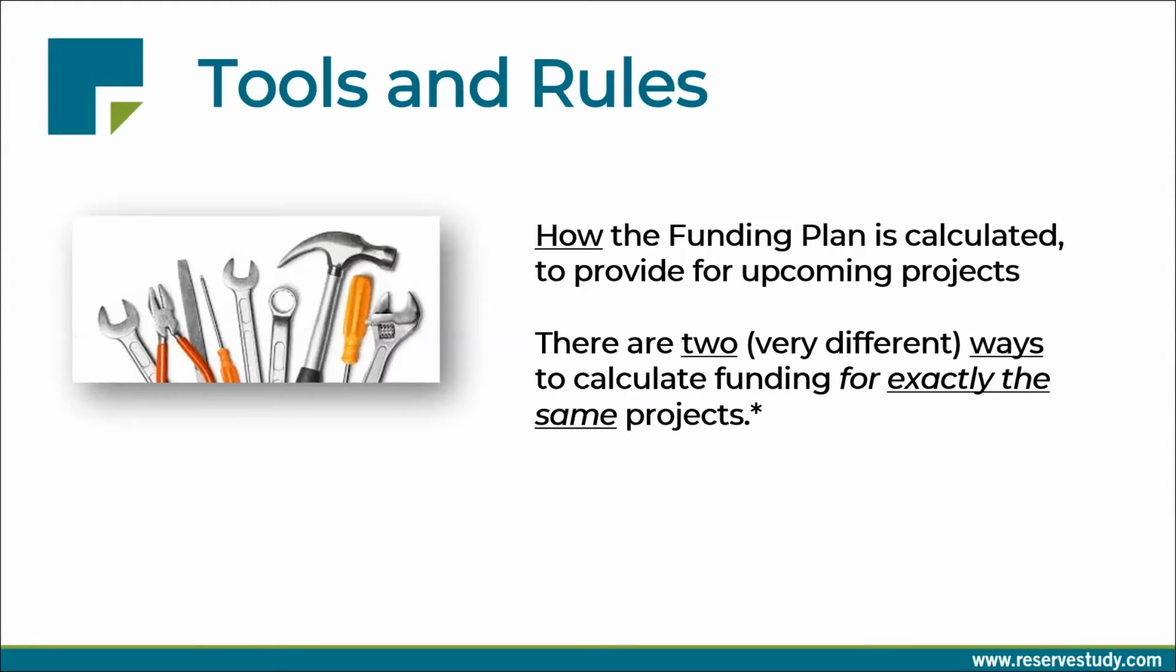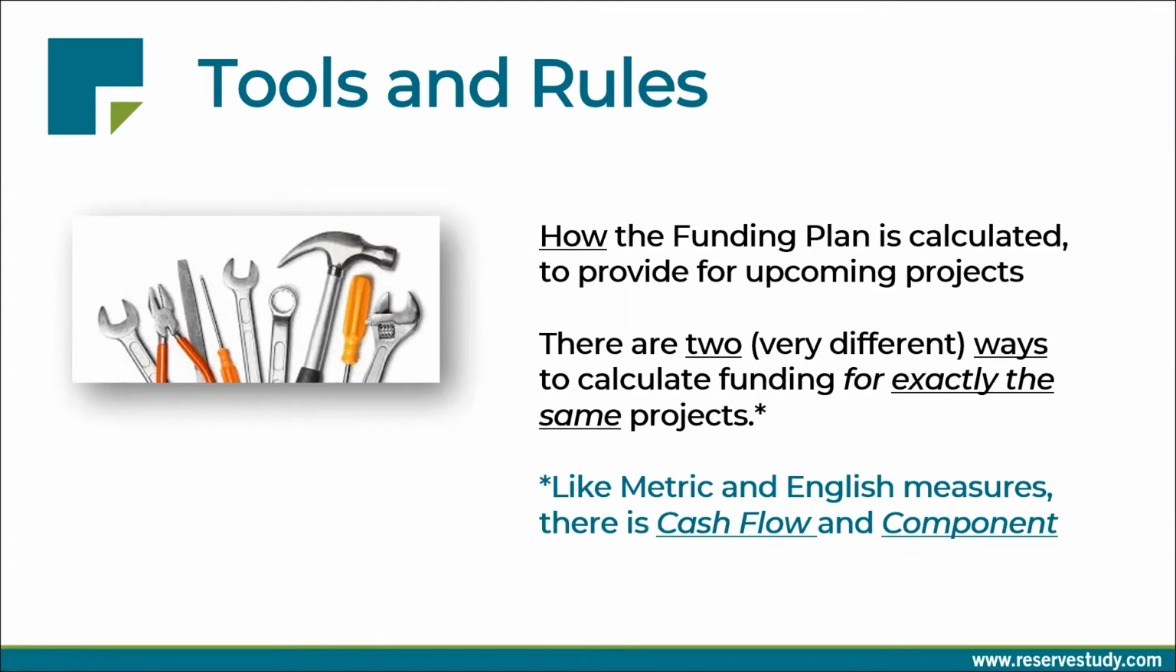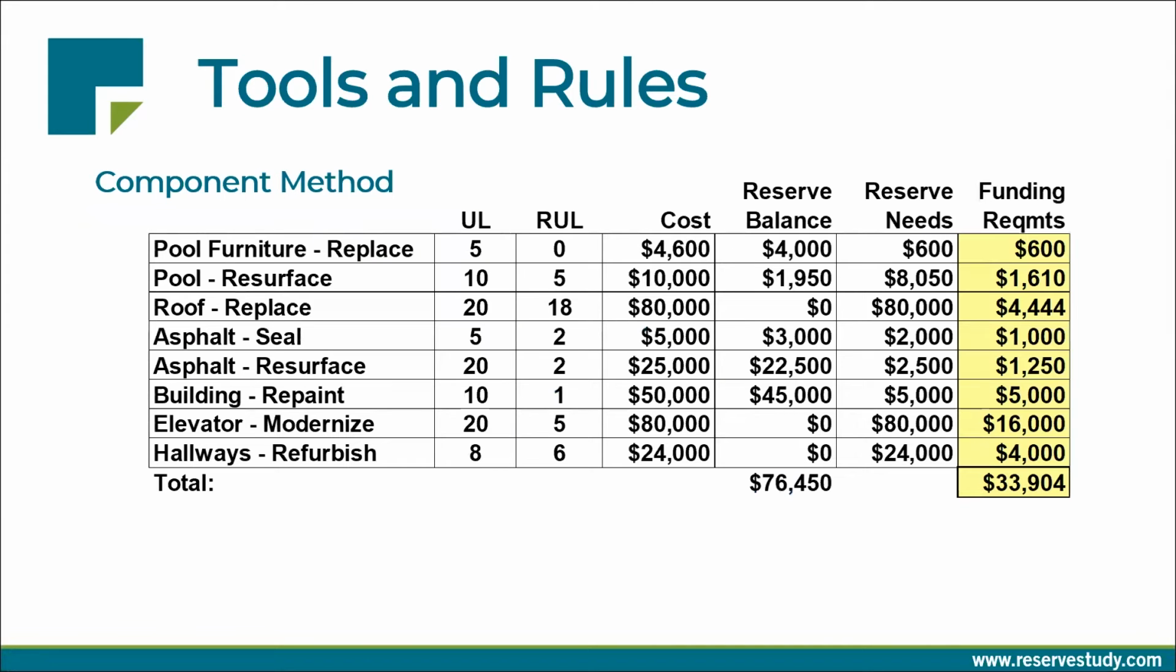Now, those tools are just math, but I want to point out that there's 2 different ways to look at exactly the same projects, okay? And again, another asterisk there. It's kind of like the metric way or the English way. 2 different ways to address the same problem of communicating how big something is. So the first of them is the component method.